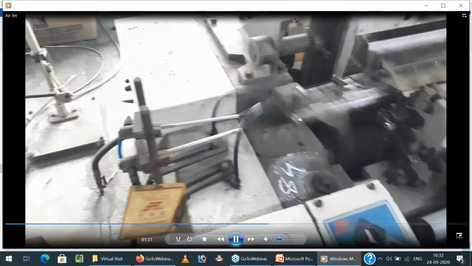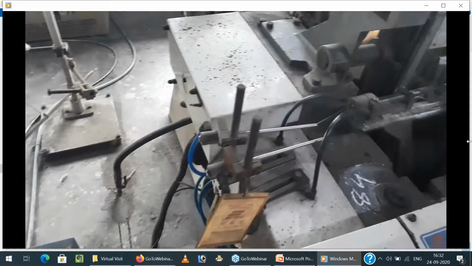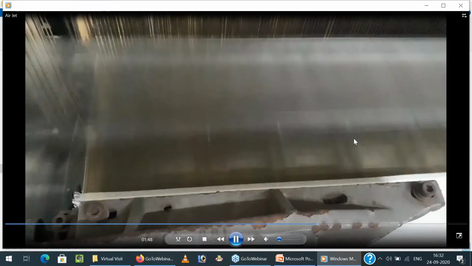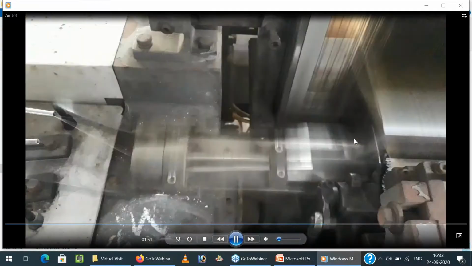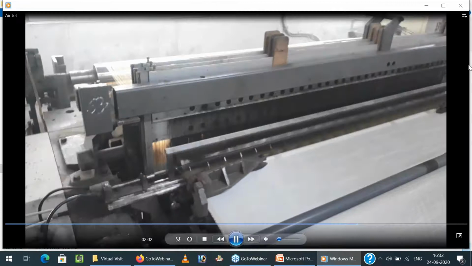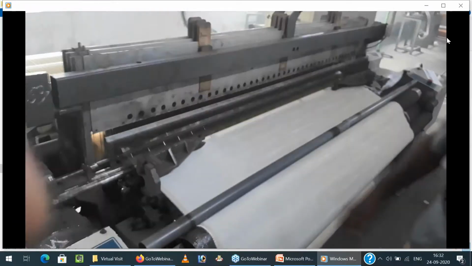This is moving very fast. From this side, the weft yarn is actually picking, and on the other side, it is just gripping. So here these are the reed, and in between there are some kind of sub nozzles which actually help in carrying the weft yarn from one side to the other side. So it goes to the other side, this side.